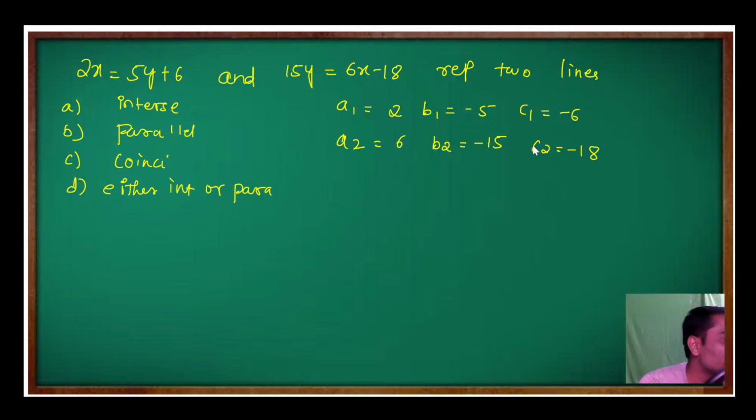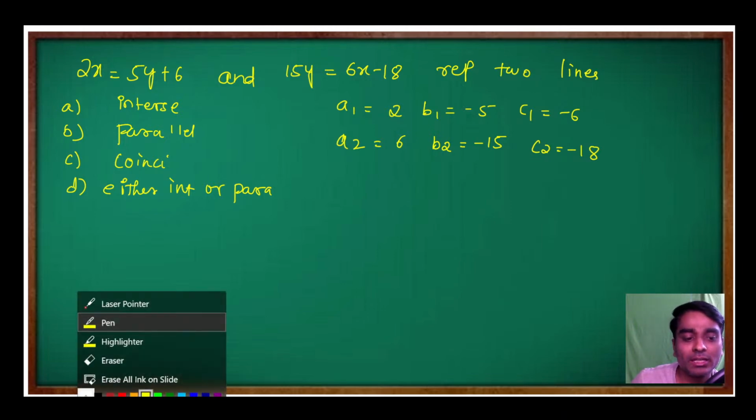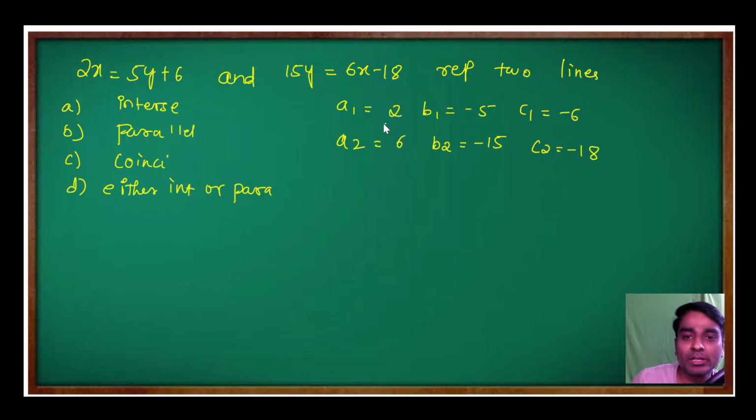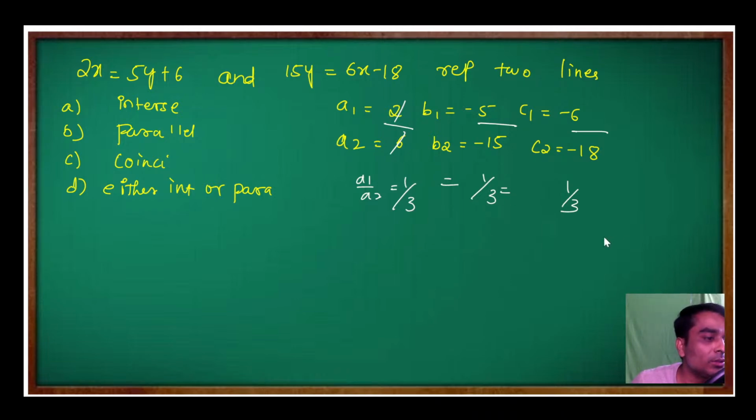Once you get a1, b1, c1, a2, b2, c2, then apply a1 by a2, b1 by b2, c1 by c2. Write like this, one below the other. No need to write once again, save your time. Here you just divide. 2 ones are 2, 2 threes are 6, so a1 by a2 is 1 by 3. Here also 1 by 3 and here also 1 by 3. All three ratios are equal: a1 by a2 equal to b1 by b2 equal to c1 by c2.